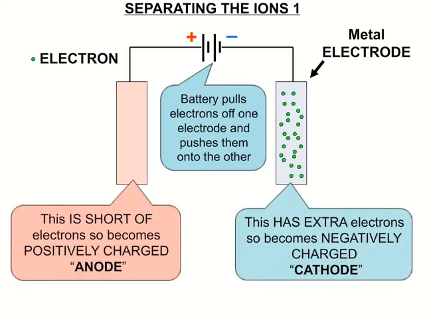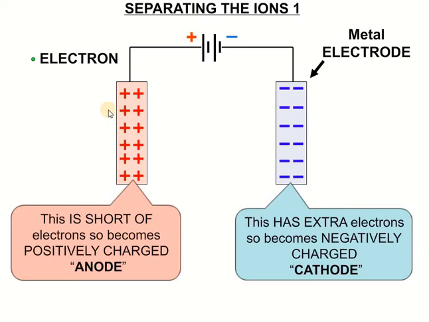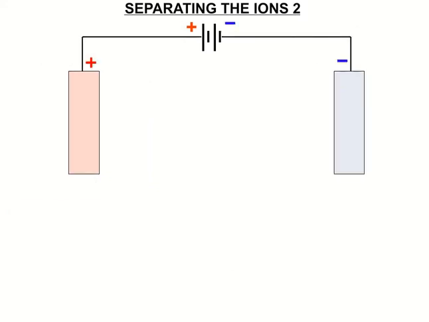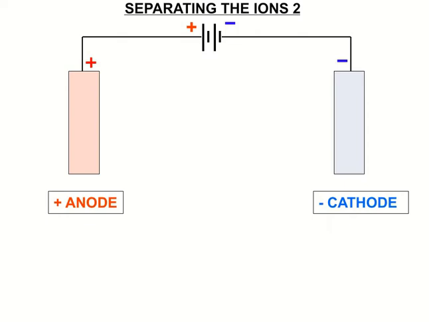The electrode that loses electrons becomes the positively charged anode. On the left side, the right side, the one with extra electrons becomes the negatively charged cathode. That's why on this left side we have positive, and on the right side we have negative. Separating the ions: anode, cathode.